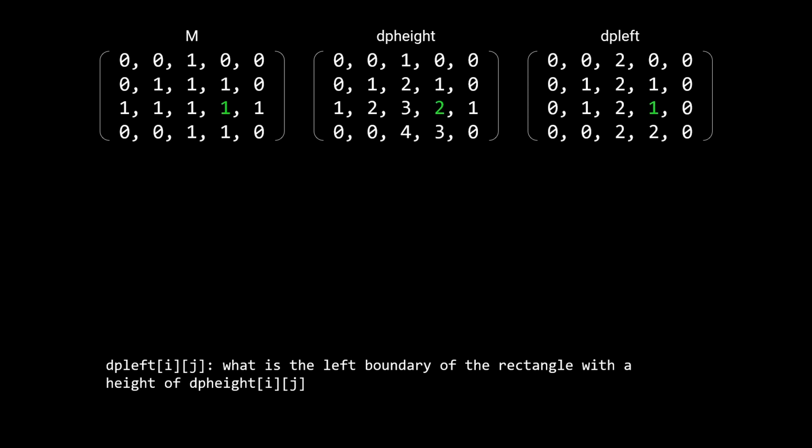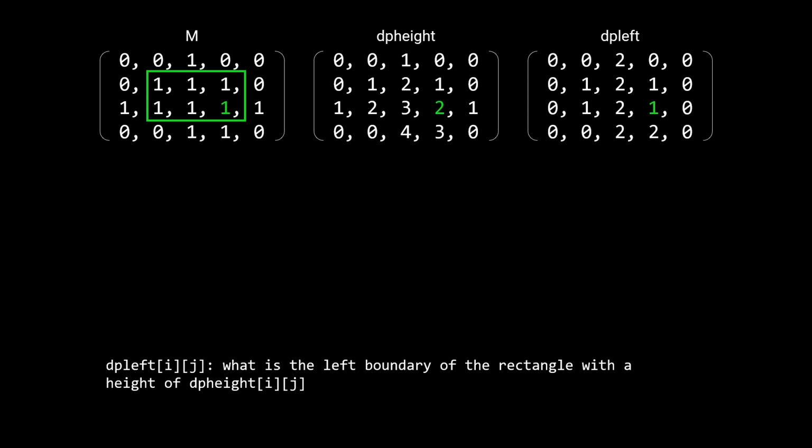Let's try and make sense of the values in this left DP table. Let's start with the elements where the input is a 1. So starting with this element here, remember our question is what is the left boundary of the rectangle with corresponding height from the heights DP table. So for this element, the DP height is 2, so using the elements above and to the left, let's visualize what the largest rectangle with height 2 can look like. Notice how the left bound of the rectangle is index 1 inclusive. So therefore, the value of our DP left table of 1 makes sense.